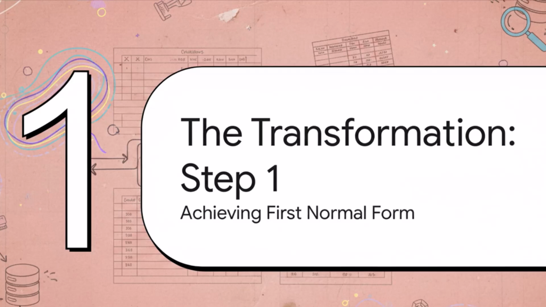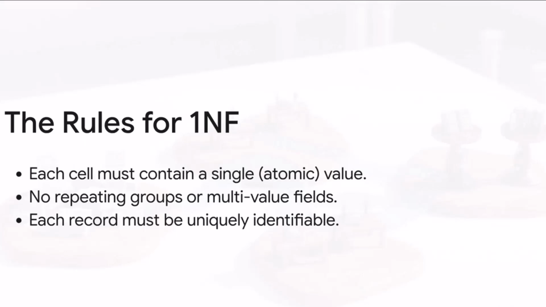The journey of normalization is broken down into a few stages, or levels, and we call them normal forms. We're going to start with the first and most fundamental one, first normal form, or you'll hear it called 1NF. So the rules for 1NF are pretty straightforward. First rule, every single cell in your table can only hold one single value, what we call an atomic value. So no lists, no comma-separated stuff in one box. Second, no repeating groups of information. And third, every single row, every record, has to be unique. And to make sure that happens, we introduce something called a primary key. Think of it like a unique ID number for each and every row.